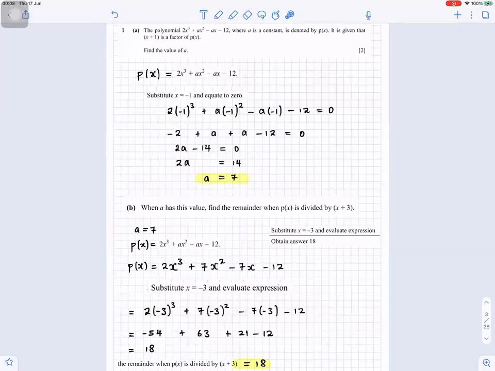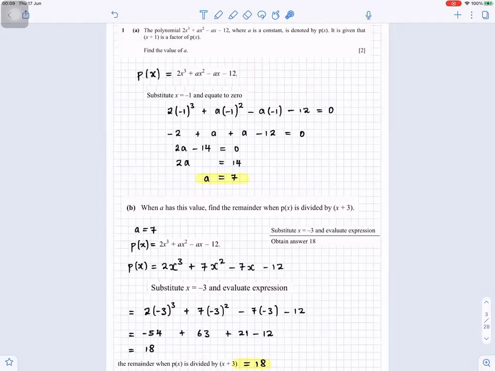So we have p of x is 2x cubed plus ax squared minus ax minus 12. Substitute x equals minus 1. So we put x is minus 1, and that should be equal to 0 because they say it is a factor. If it's a factor, it equals 0. Now we can simplify it. Minus 1 cubed times 2, that gives us that. Minus 1 squared times a will give us a.